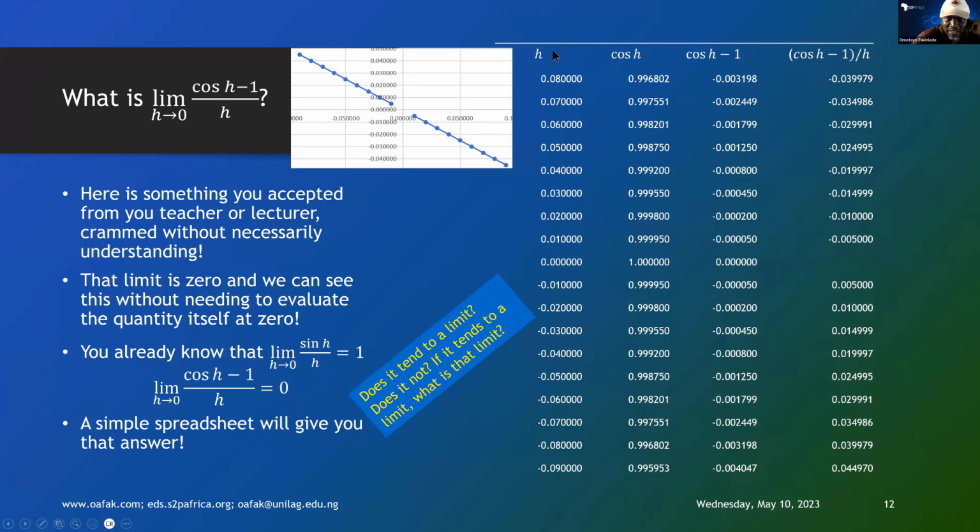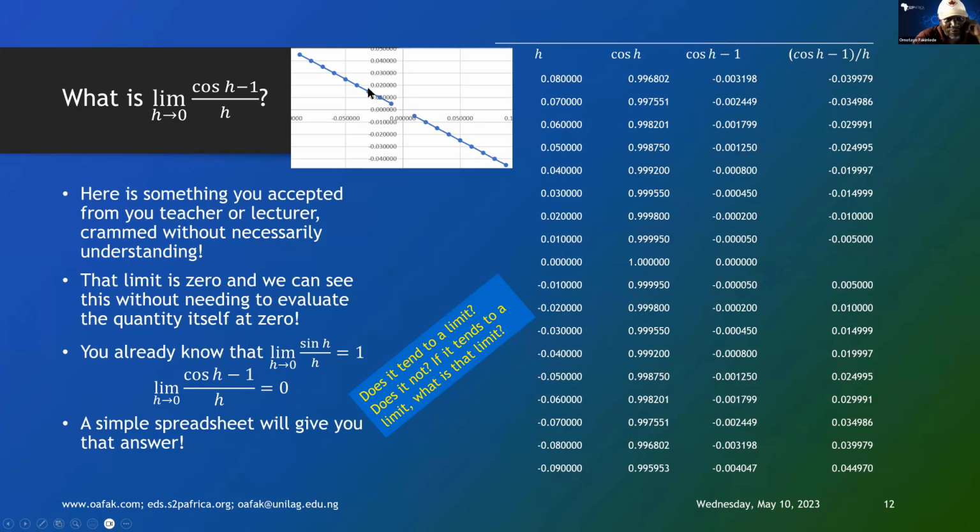Just go to your spreadsheet, tabulate h. Tabulate cos h. Then find cos h minus 1. Just subtract 1 from this one. And then do the quotients. Divide cos h minus 1 over h. And see whether it tends anywhere, whether it has a limit. If you cannot see it with the numbers, I plotted it here. So it is going from here, going down in a straight line. If you omit the point of h equal to 0, it will go.